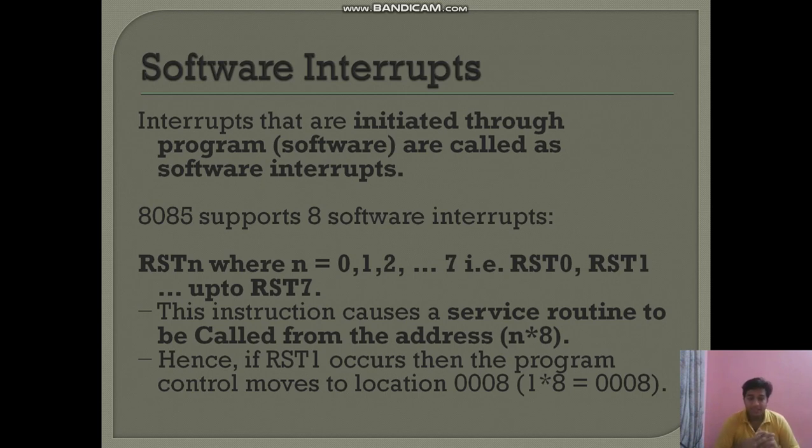So what does this instruction do? When this instruction is executed, it causes a service routine to be called at the address N into 8. N into 8 here stands for the address of the ISR where the microprocessor has to go to work on the interrupt. So if RST 1 occurs, then 1 into 8 is 8, and 8 in hexadecimal can be represented as 0008H. So this is the address where we need to send it.